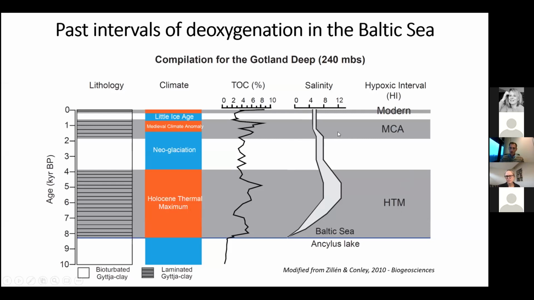And another reason for the hypoxia to occur is obviously the restricted basin configuration of the Baltic Sea. So there's a strong halocline, which makes the water column very stratified. So that explains actually why this basin is hypoxia prone in the first place. And for the modern interval, we know it's of course our human footprint, probably in combination with the climate warming as well. So those are the main factors.